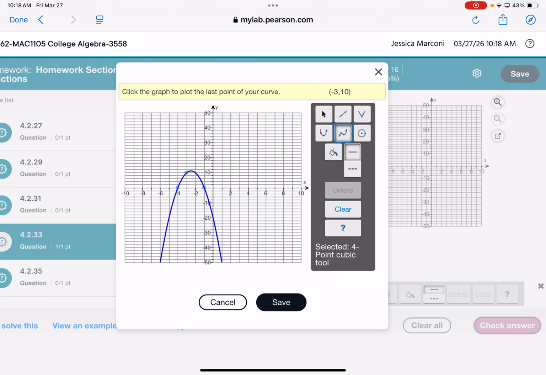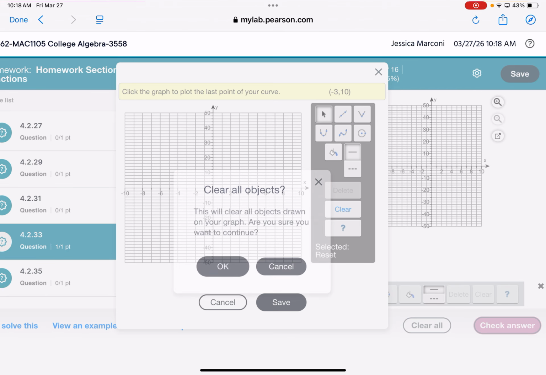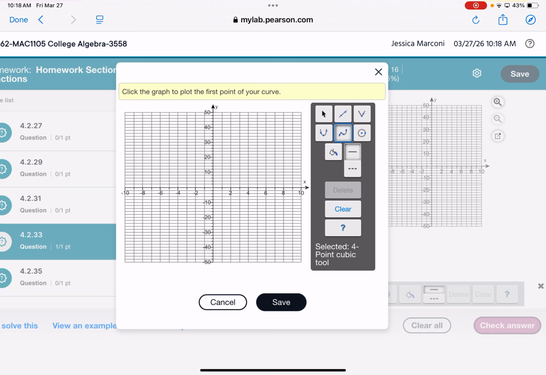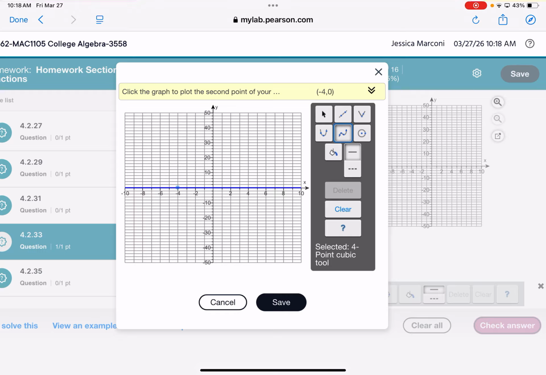I wasn't sure, so I guess you could plot all your x-intercepts first. I thought you had to go in order, but I guess you can. So if I plot -4 here, -1 and 1, those are my 3 intercepts. And now I need to find an additional point so it can get the right shape.